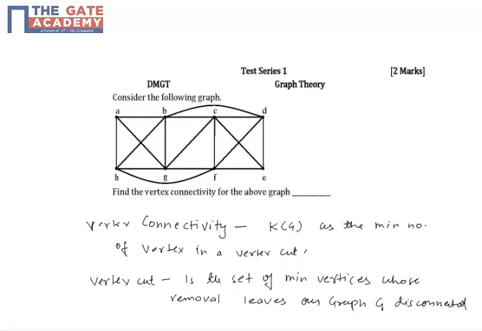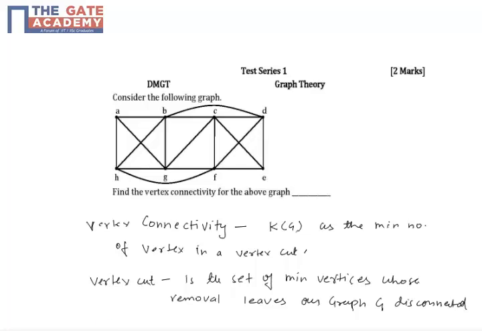Okay, what do we mean by the graph G going disconnected? It means that we have more than one partition in our graph, so that there exists no single edge between those partition components.